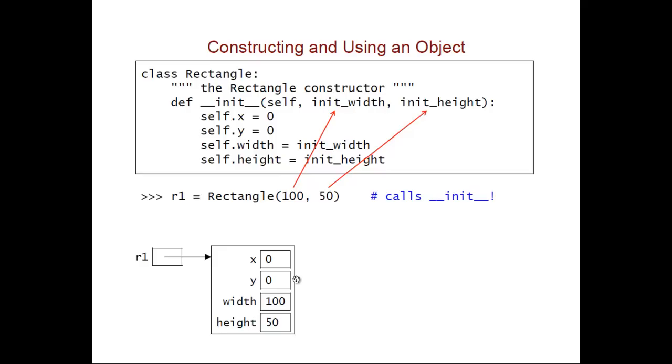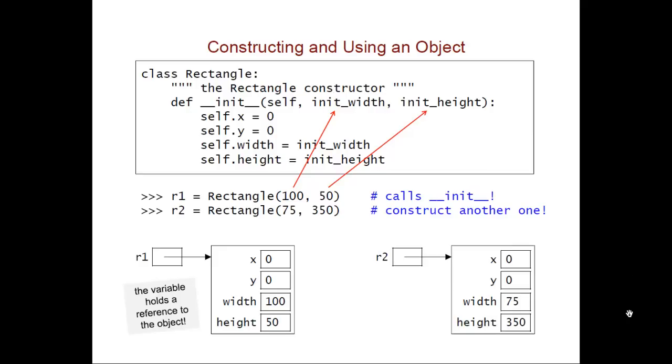X and Y are both 0 because that's what we always start out with for X and Y. Width is 100, height is 50. And what the constructor gives us back is a reference to the object that was created, and we are storing that, in this case, in the variable r1. So r1 doesn't contain the object, it contains a reference to the object. If I need a second rectangle object, I can just use the constructor again. In this case, I'm giving it different dimensions, and so I end up with different values for those attributes. And in this case, the object's reference is being stored in the variable r2.